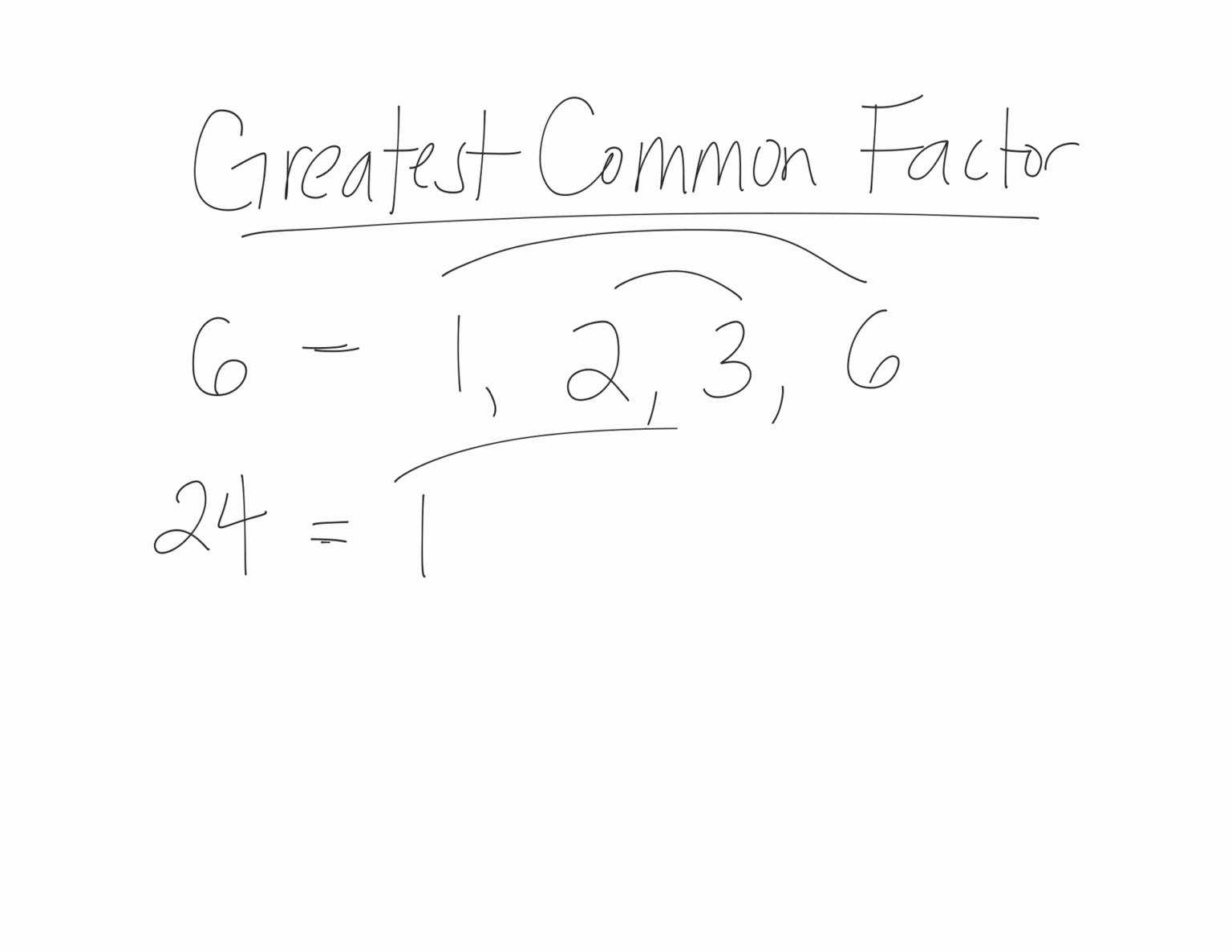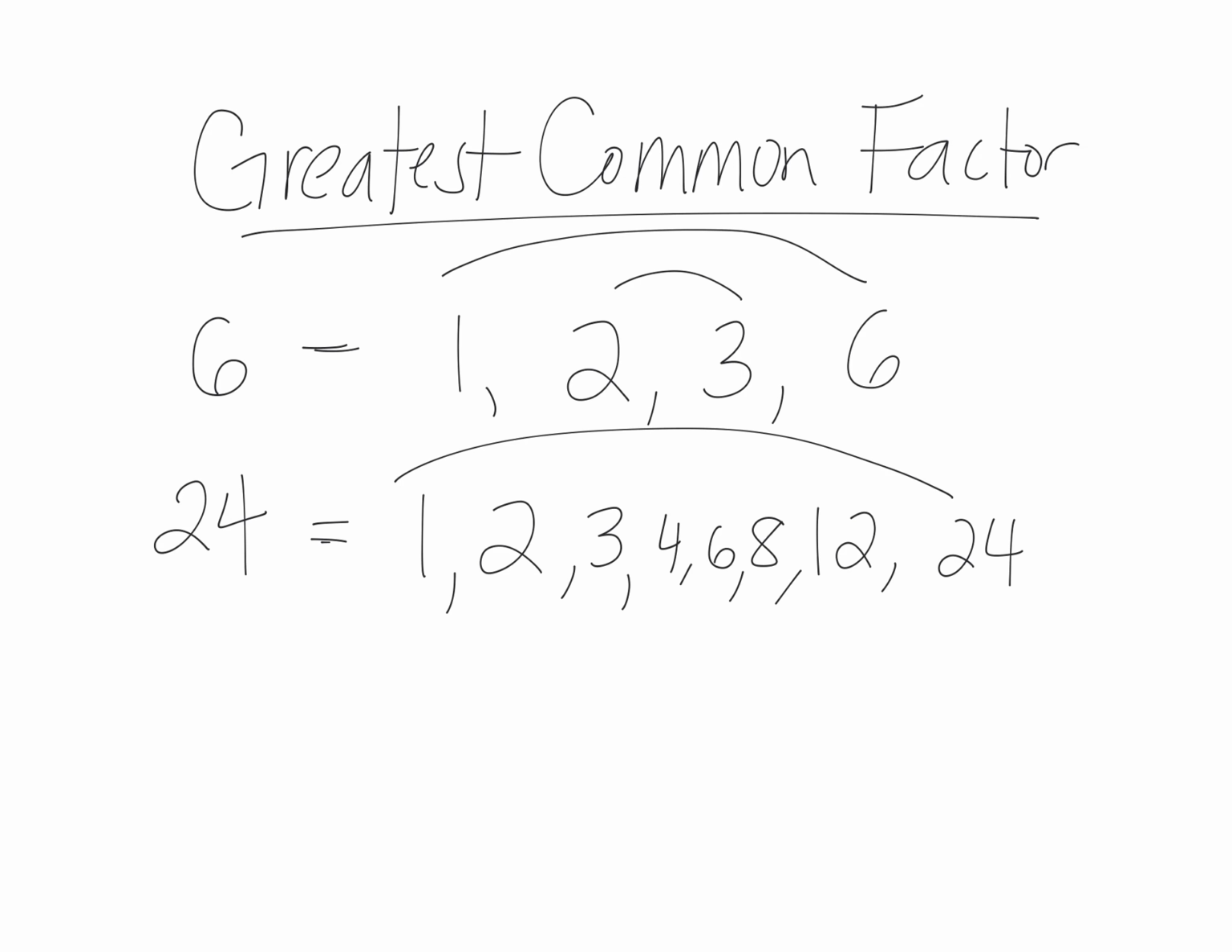1 times what gives you 24? Good. Is 24 divisible by 2? Yes. 2 times what gives you 24? Good. Is 24 divisible by 3? Good. 3 times 8. How about 4? 6. Good. 4 times 6. So 2 times 12, 3 times 8, 4 times 6. What about 5? No. So see how I did it in order? If you do it in order, then you won't miss any factors.